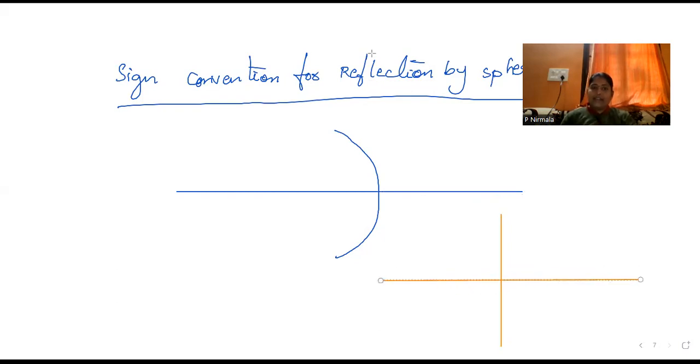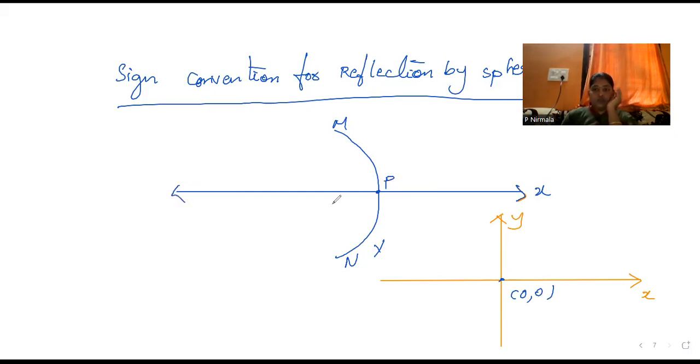Always the horizontal line we take as the x-axis. The vertical we take as the y-axis. In the same way, the principal axis here is the x-axis. Principal axis is what? X-axis. And you have to treat that spherical mirror as a vertical line, that is the y-axis. You have to treat the mirror MN as what? Y-axis. Then what is the pole here? Center, the origin, right? Same, we'll treat it. Okay.